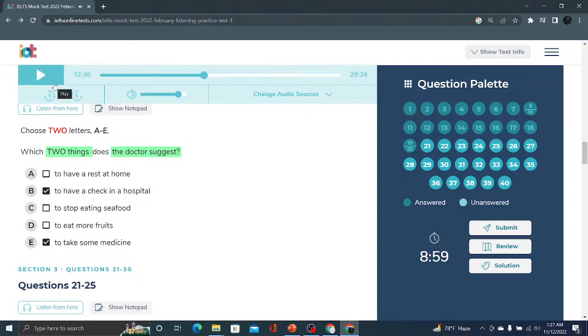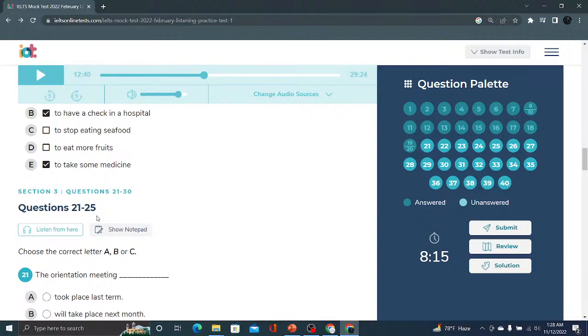So I hope you got the answer. First, the doctor said, I suggest you take some medicine first and drink water. So there is nothing about water, that's why we didn't select it. We have no option to select water. But later the doctor said, and then if your symptoms are getting worse, that means day by day it's going to get worse, I suggest you go to hospital to check. So that's why I choose this option. Okay, so the answer would be B and E.